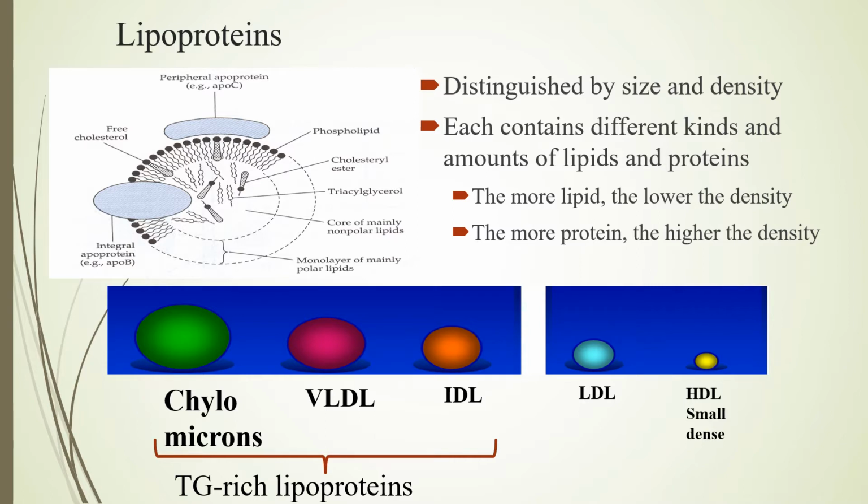So the largest in size is a chylomicron molecule, which has the greatest lipid content compared to proteins or apoprotein content, and it has the lowest density. The smallest in size is the HDL, or high density lipoprotein, with the lowest lipid content and highest apoprotein content with the highest density.